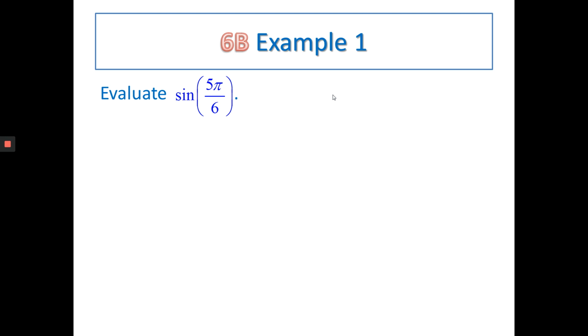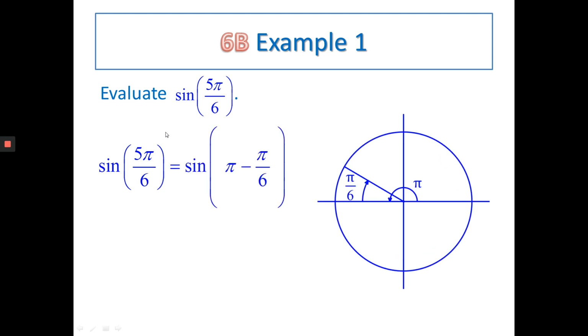So example 1 is, let us evaluate sine of 5 pi on 6. Okay, so sine 5 pi on 6, the way you go about this is you need to express 5 pi on 6 as either an addition or subtraction of a multiple of pi and an exact value angle. That is pi on 6, pi on 4, or pi on 3. So 5 pi on 6 is simply sine of pi minus pi on 6.